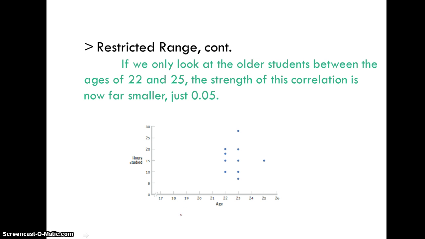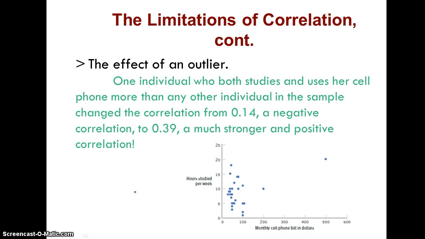Well, what happens if we only look at 22 and 23 and through 25-year-olds, that upper half? Well, that strength of the correlation is not even significant. It looks like there's no correlation at all. So we need to be careful that we have the full range of data instead of a restricted range, because it might weaken the correlation and make it seem like there really isn't a relationship when in fact there is.